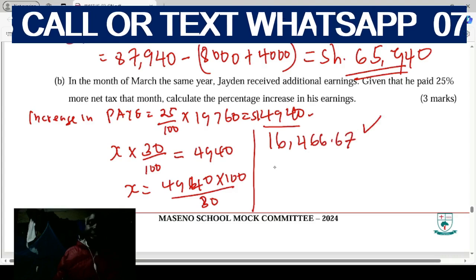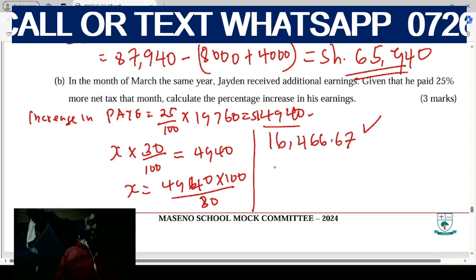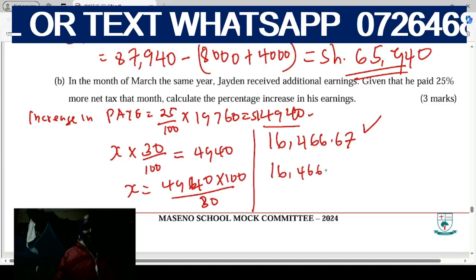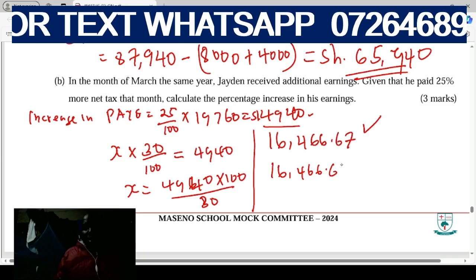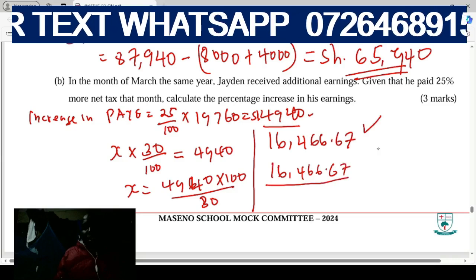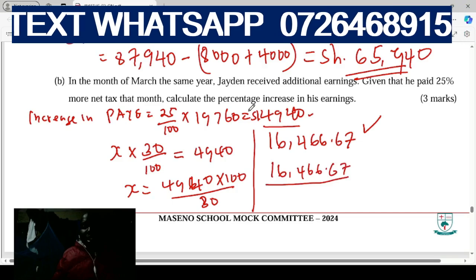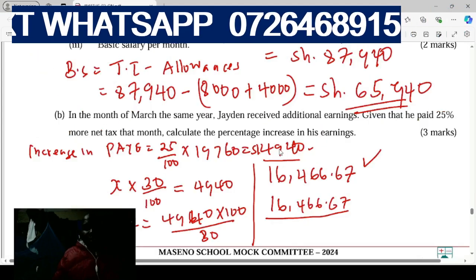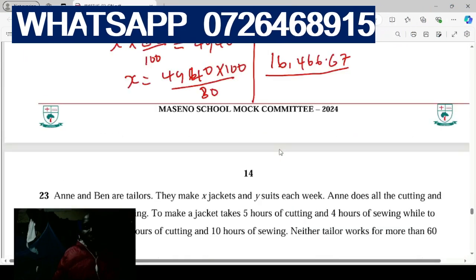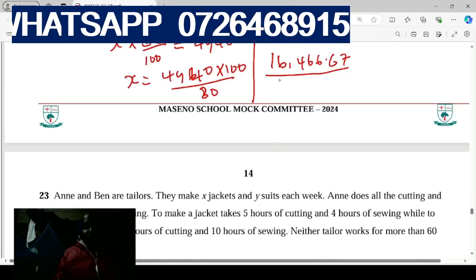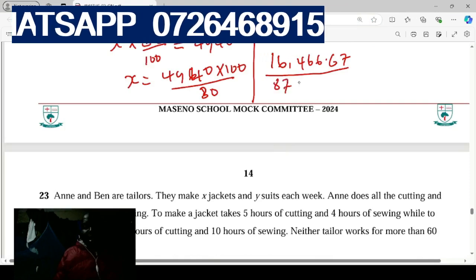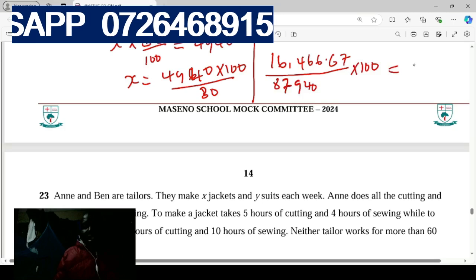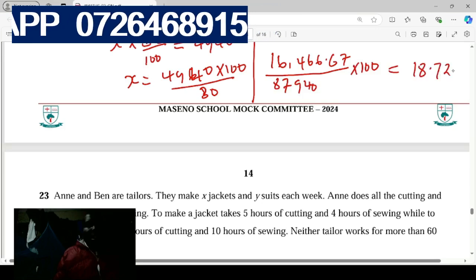Now tunataka percentage. Percentage is this over the original, which is 16,466.67 over the original amount. The original taxable income ilikuwa 87,940. Times 100, na hiyo inakupea 18.72%.